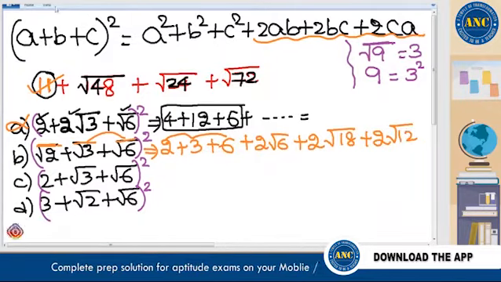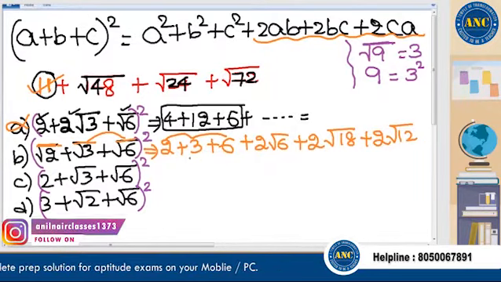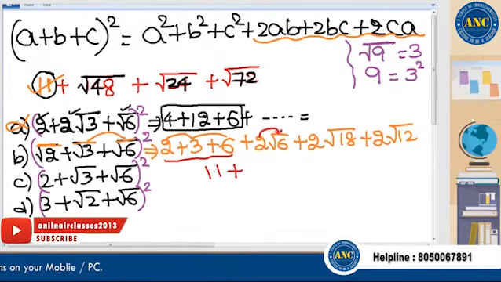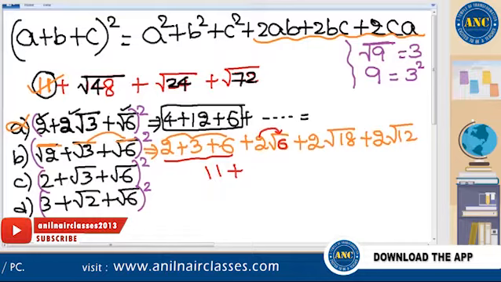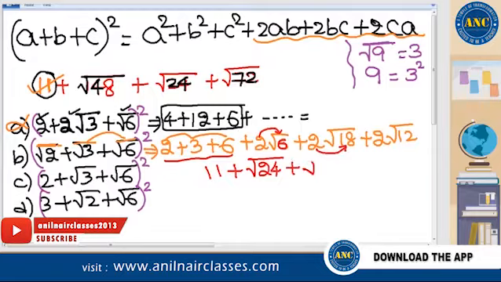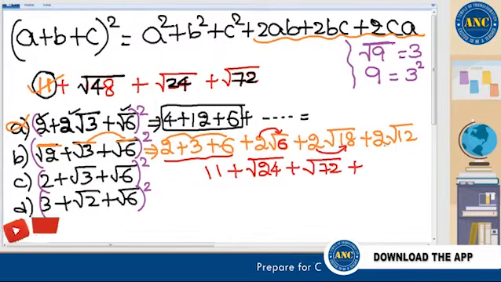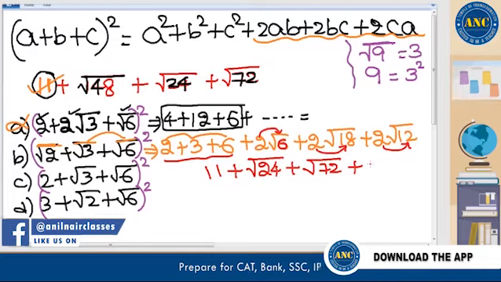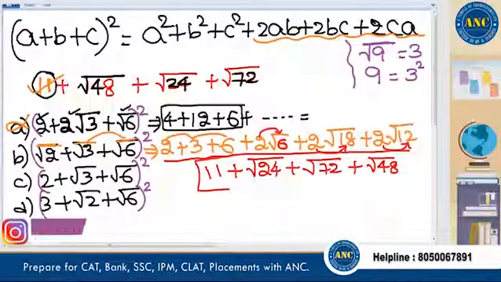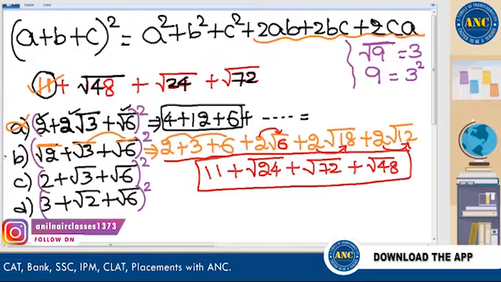Now, can I simplify like this, sir? 3 plus 2 plus 6 is 11. If I put this 2 inside, it becomes 4 inside the square root. 6 into 4 is 24. If I put this 2, it becomes 4. 18 into 4 is 72. If I put this 2, it becomes 4 inside. 12 into 4 is 48. This is exactly what my question is given. That means my answer is option B.